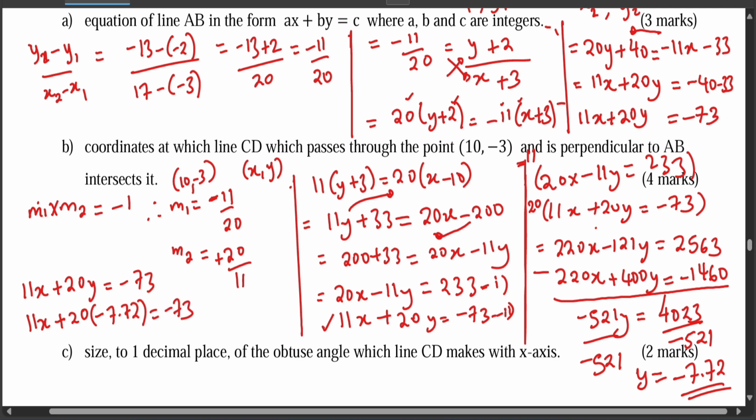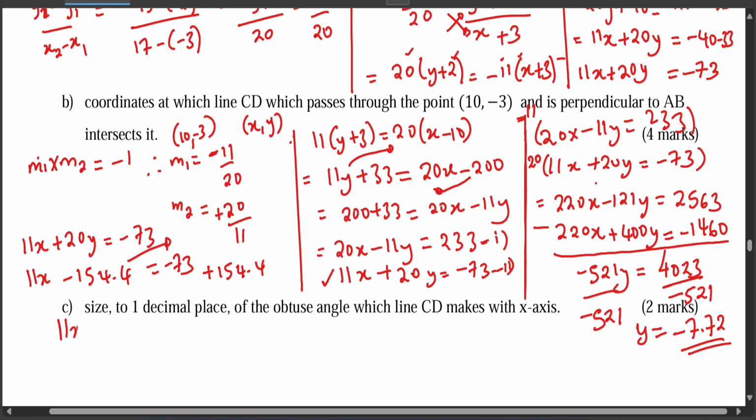So 20 times negative 7.72 will be negative 154.4. So here it will be negative 154.4. Take that negative 154.4 to the other side of the equation so it becomes positive 154.4. So negative 73 plus 154.4 will be 81.4.